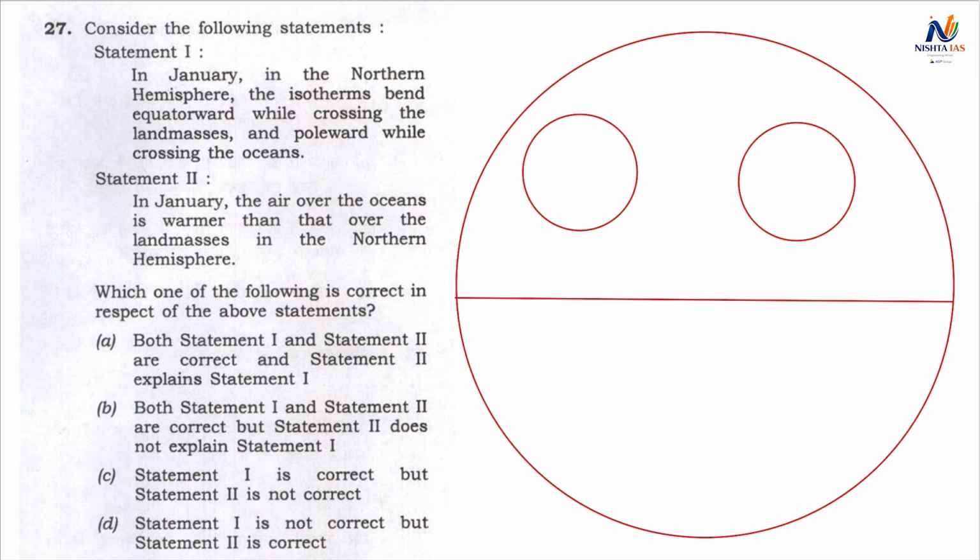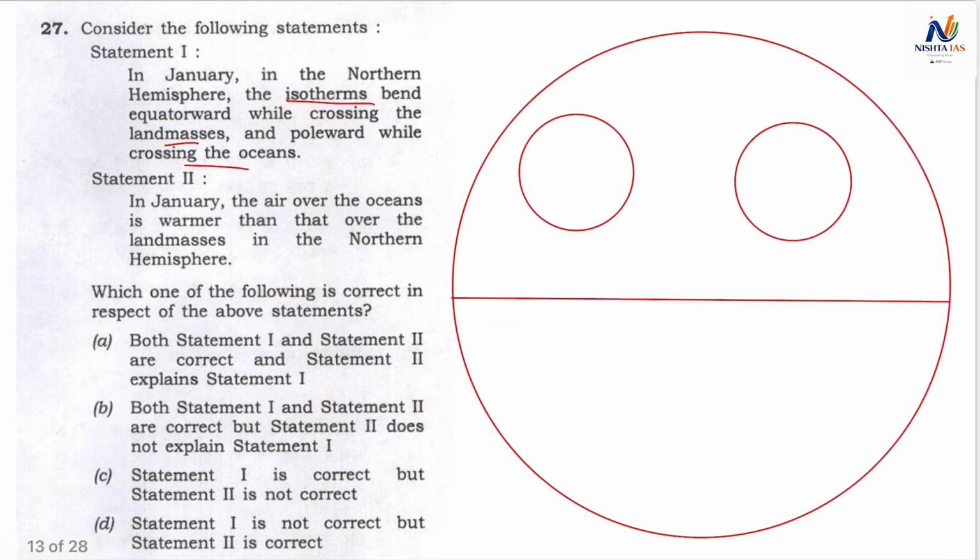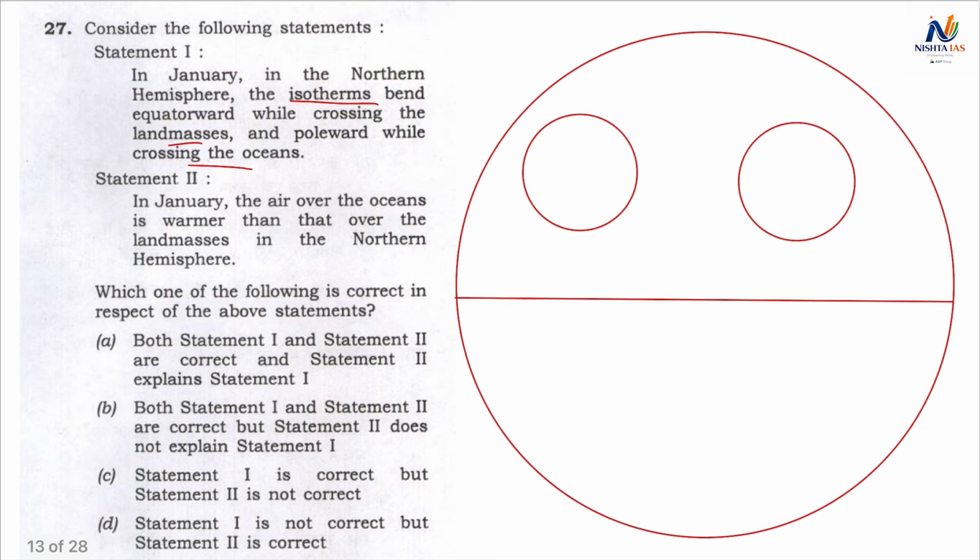So here there was a question which is asked that in January in the northern hemisphere, the isotherms bend equatorward while crossing the landmass and poleward while crossing the oceans. So I am sure that you didn't understand the question. And friends, it was asked consecutively for 2 years, and people left it both the years. And now we will discuss how this actually works.